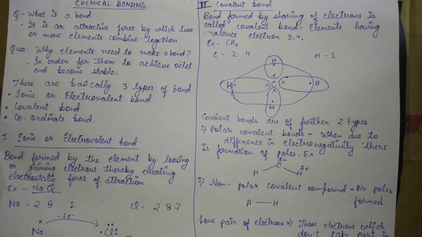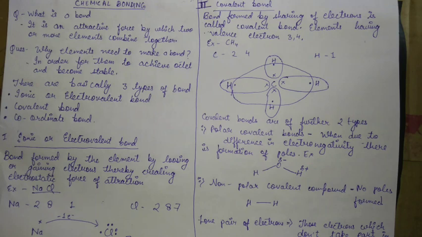So let us start. First, before starting we should always know about the chapter and what it deals with. The basic of this is chemical bonding, and we should know what a bond is. What is a bond? It is an attractive force by which two or more elements combine together. You can simply take an example: when two persons join hands with each other, their hands may be considered as a bond. It is generally an attractive force.